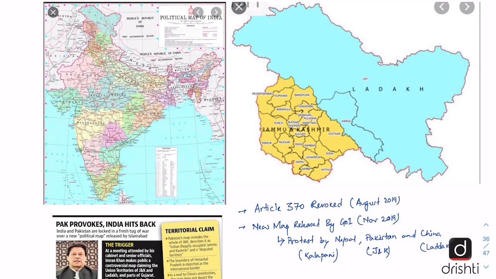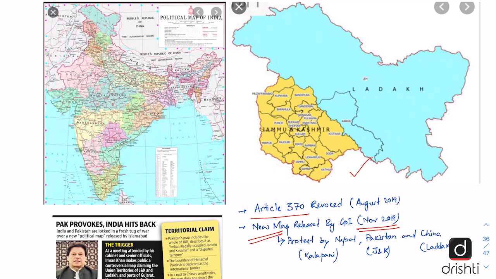And the genesis of this issue can be traced back to August 2019 when India revoked the special status of Jammu and Kashmir and bifurcated the state into two union territories of Jammu and Kashmir and of Ladakh. And a new political map was released by Government of India in November 2019. Here we can see the new map that was released.